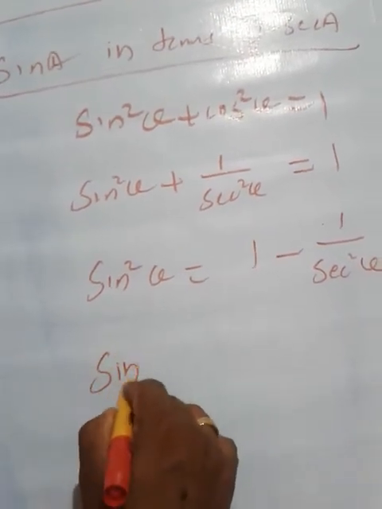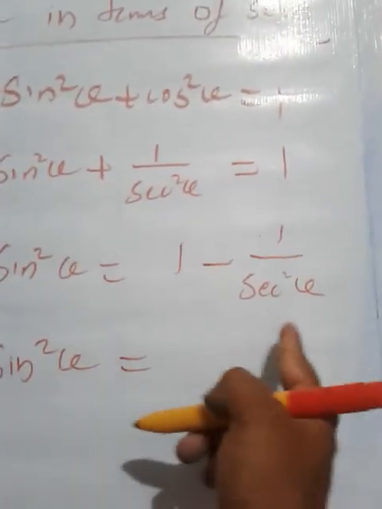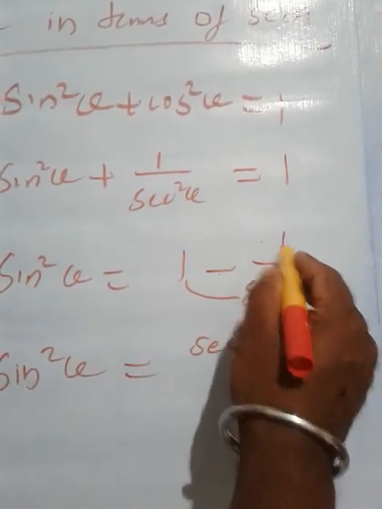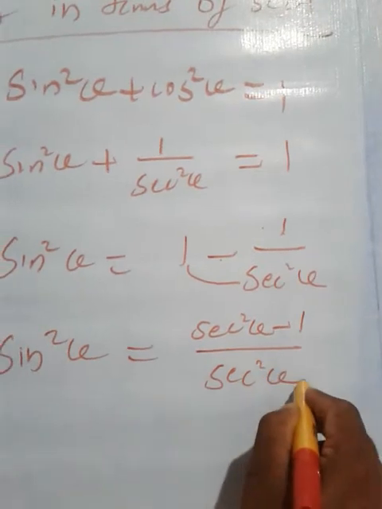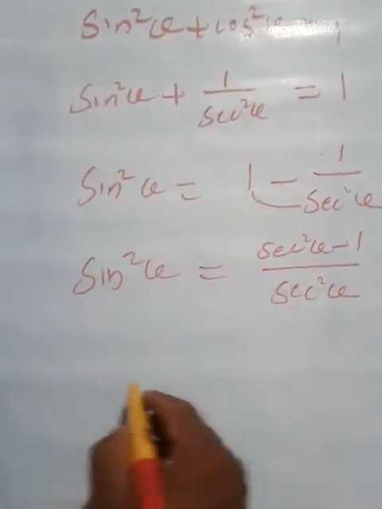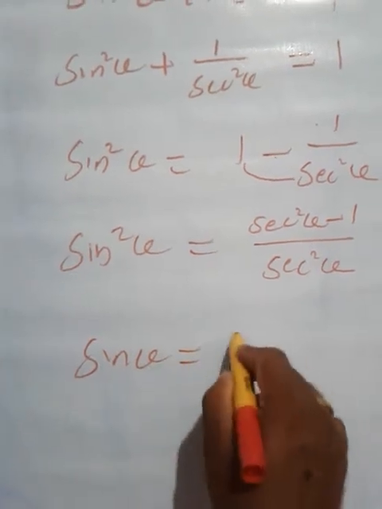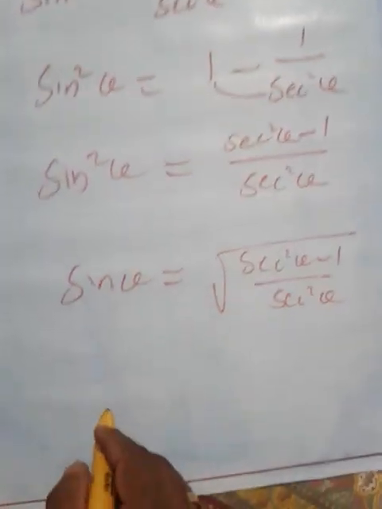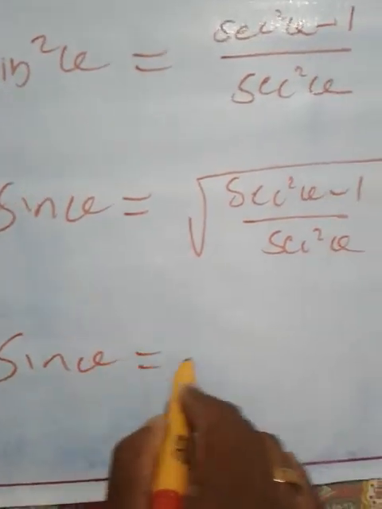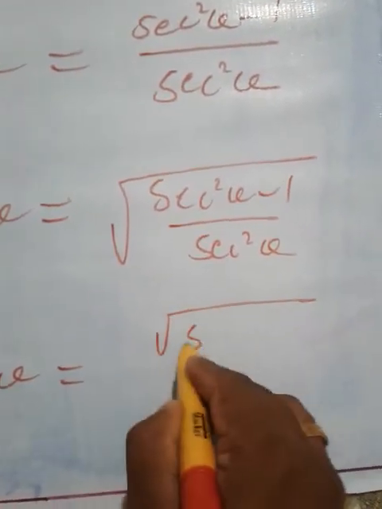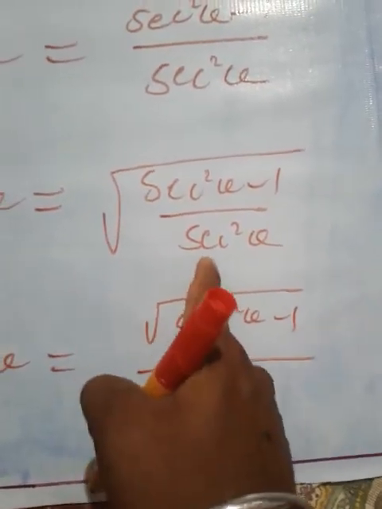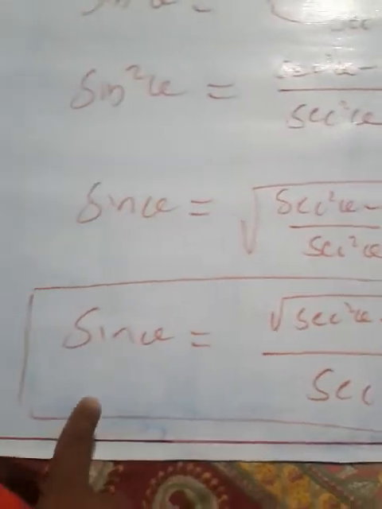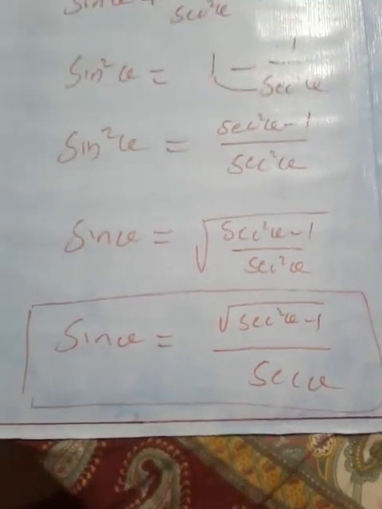We need sin, isn't it? So sin square theta, if you want you can cross multiply and reduce. When you cross multiply, what is 1 into sec square theta? Sec square theta. And here the sign is minus 1 divided by sec square theta. So it becomes sin square theta is equal to this one. Then what will be sin theta? Of course, square root of that: sec square theta minus 1 by sec square theta. That means sin theta is equal to, when you apply square root separately, square root of sec square theta minus 1 by, when you apply square root for sec square theta, it becomes what? Sec theta, no? Because square root of x square is nothing but x. So we expressed sin in terms of sec. This is the answer for the question.